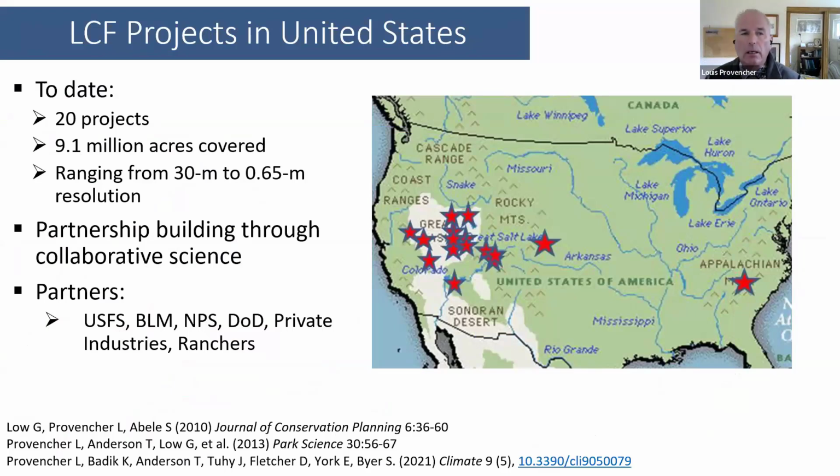To date, we have probably done 20 projects, and you'll notice in the east, close to where Jean lives, we did the Cherokee National Forest in something like 27, 28.